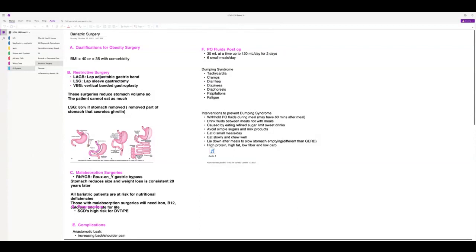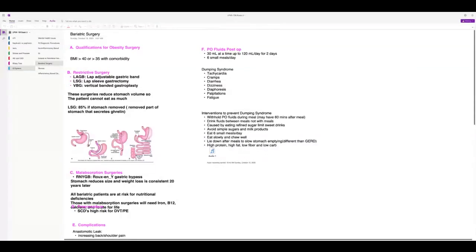These are the interventions that you need to know because you need to explain to your patient how to prevent this. Withhold fluids during the meal. In other words, they have to drink not during mealtime. They still need to eat 6 small meals, but not drink at that time. So drink fluid between meals and not with meals. It's caused by eating refined sugar, so limit sugar, sweet drinks, also milk products like lactose. This can cause dumping syndrome. They need to eat slowly and chew their food very well.